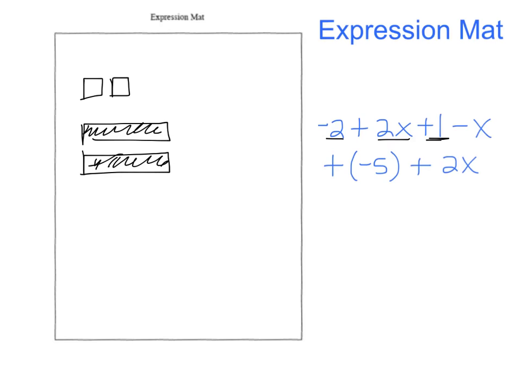And then it says plus 1. So I'll draw a 1 tile. It's positive, so shade it in. And then it says minus x. That means like a negative x tile. So I'll draw a negative x tile.